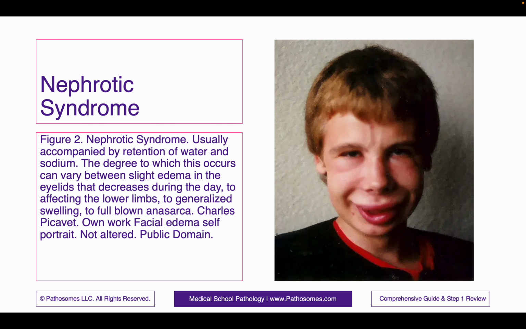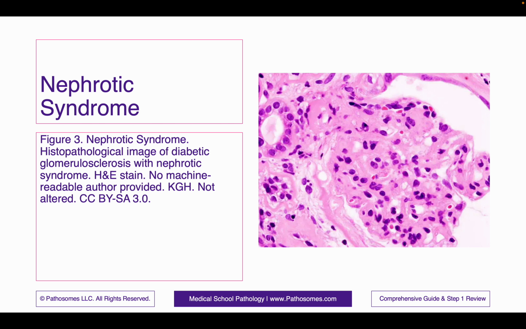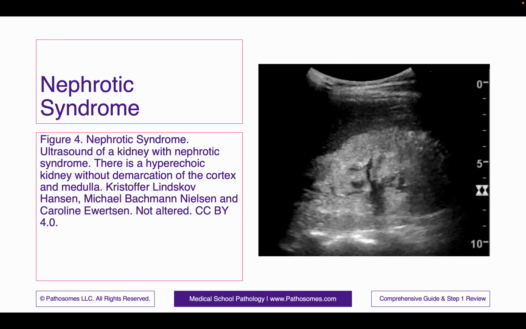Here's a patient with nephrotic syndrome. Notice how swollen their face appears. And here's a microscopic image from a kidney biopsy from a patient with diabetic glomerulosclerosis who presented with nephrotic syndrome. And for the future radiologists out there, here is a hyperechoic kidney without demarcation of the cortex and medulla, which can be seen with nephrotic syndrome.